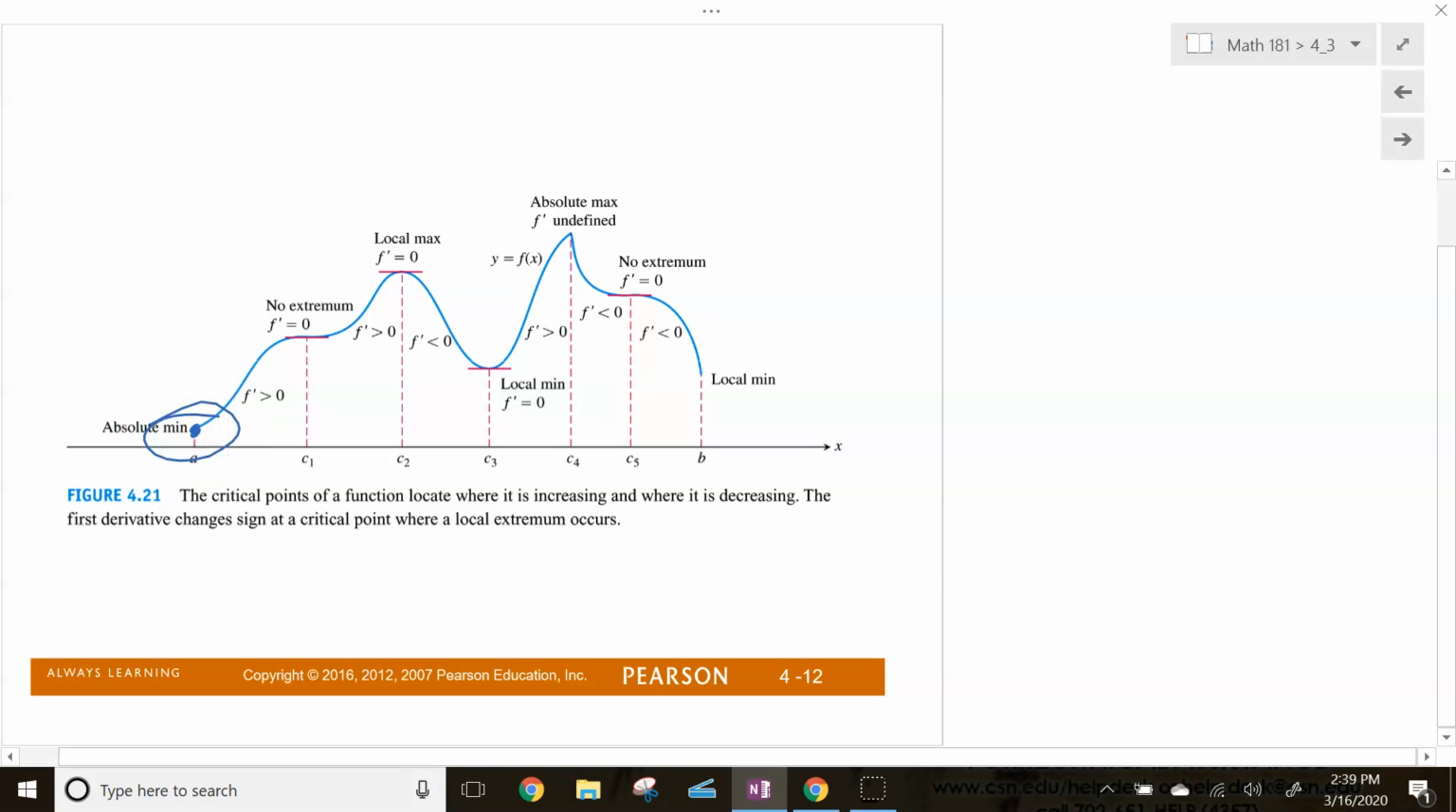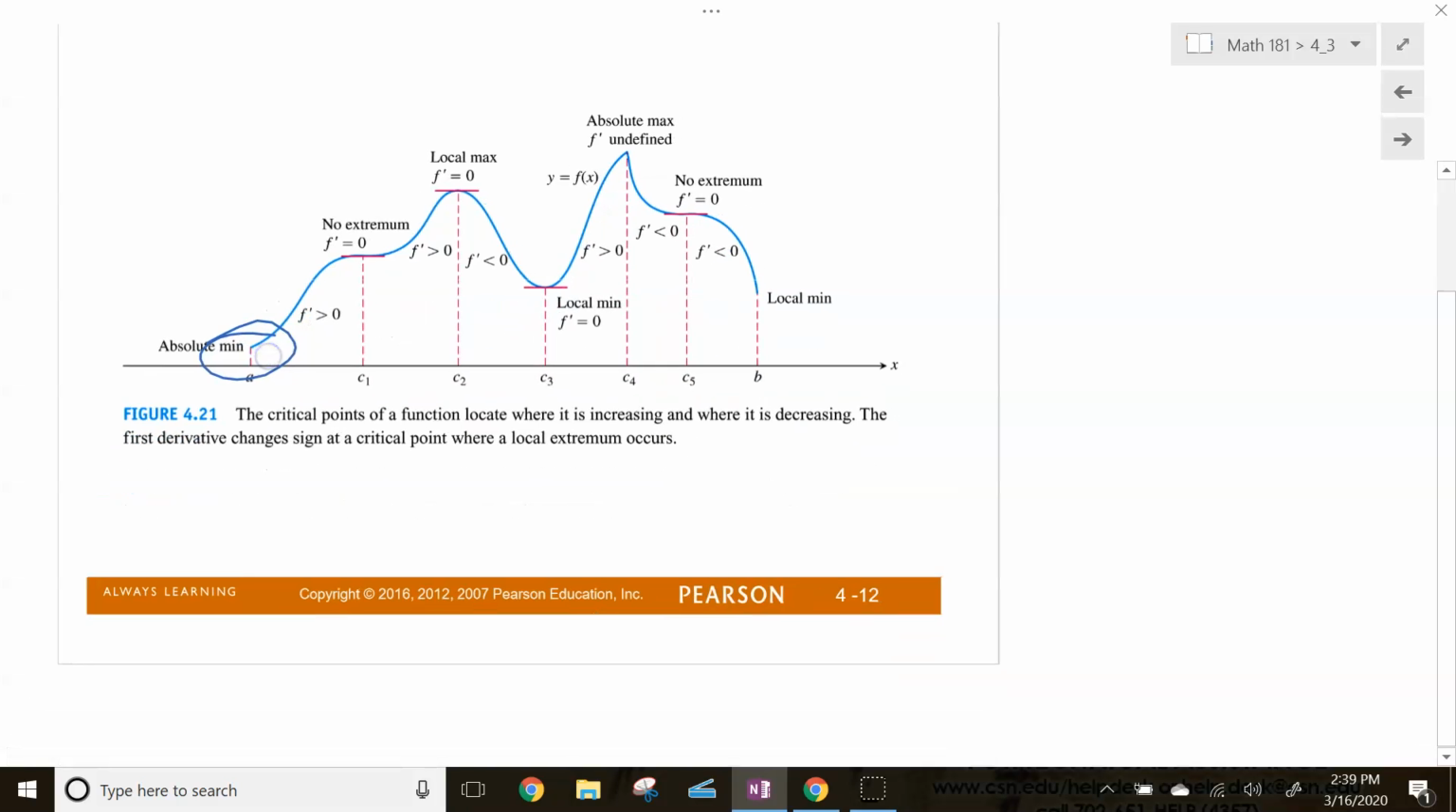This is the lowest point at the end point. You've got f prime being 0, but there's no extremum here. It increases, but then it keeps increasing, so nothing here. But then it increases and then decreases, so we got a local max right there. Another critical point right here where f prime equals 0. We decrease and increase, so we got a relative minimum here.